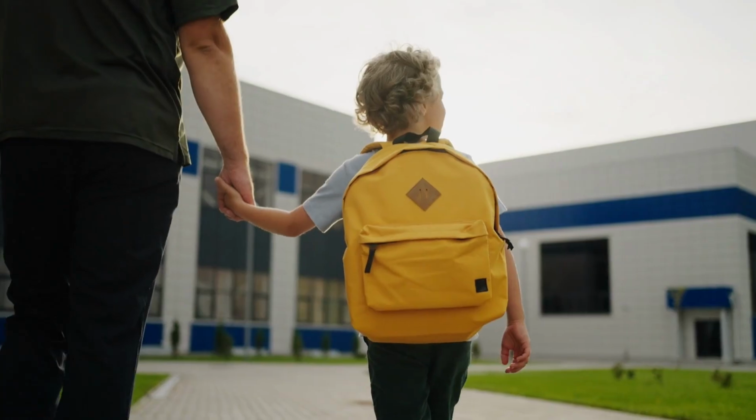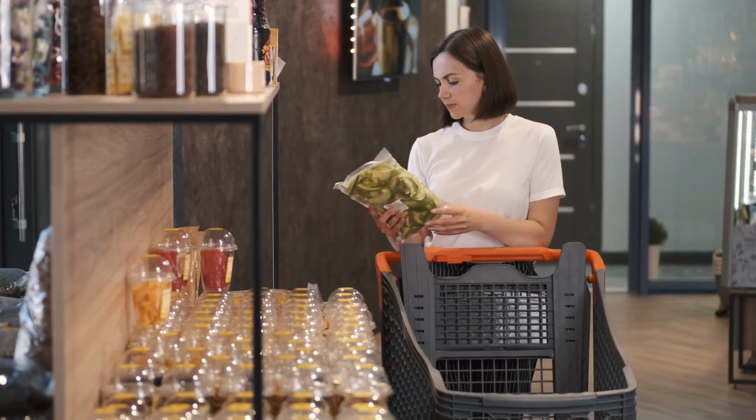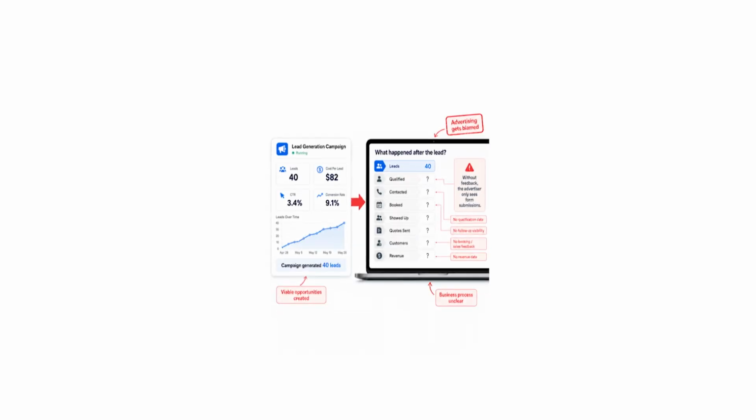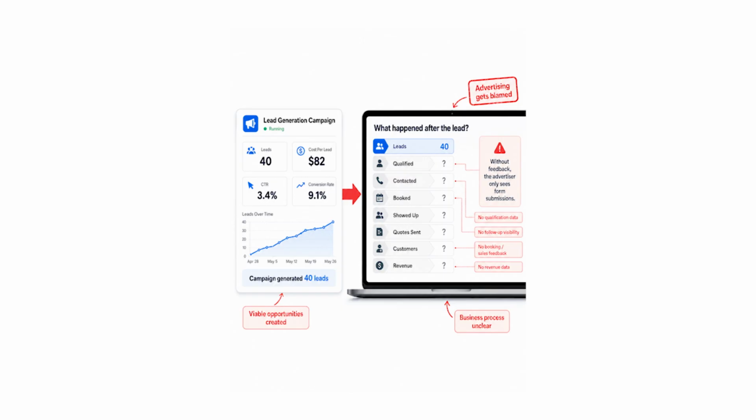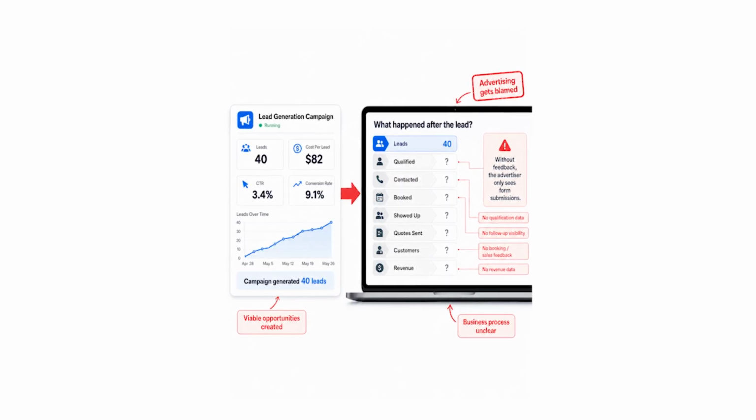The lead could be dropping their kids at school, running errands, or maybe they're just in a meeting at work. The inquiry might receive a generic email with no clear next step, or the person answering the phone might not be equipped to qualify the lead and move them forward. The campaign could be producing viable opportunities, while the business is just failing to convert them. But from the outside, everyone's still blaming the advertising.